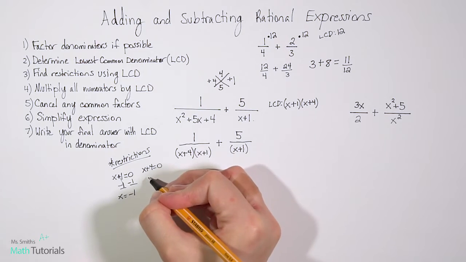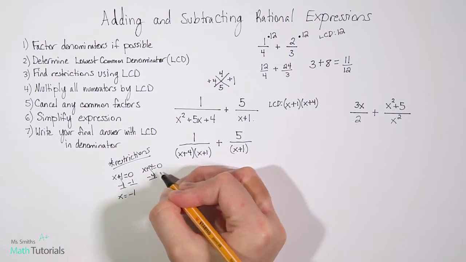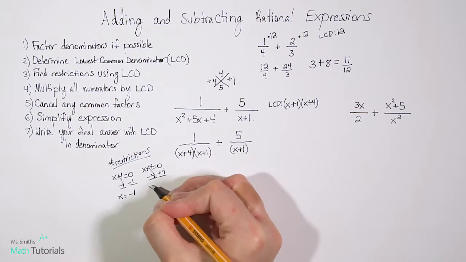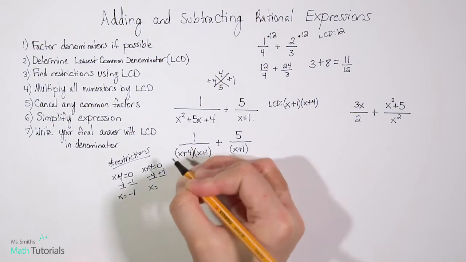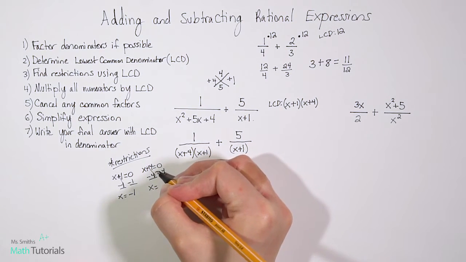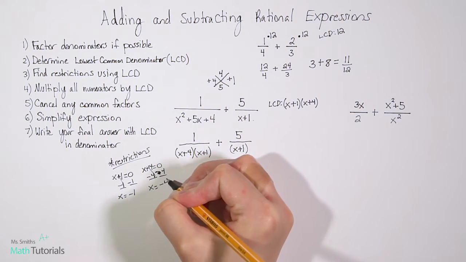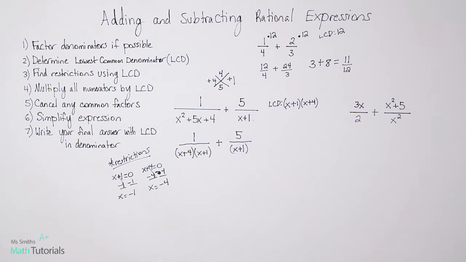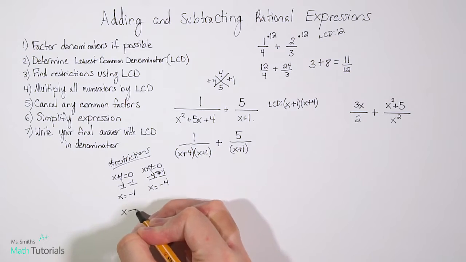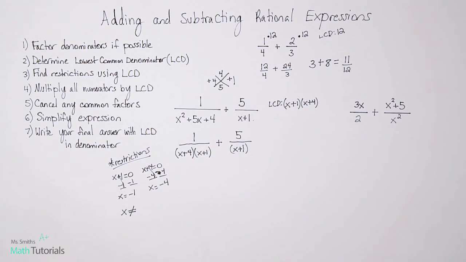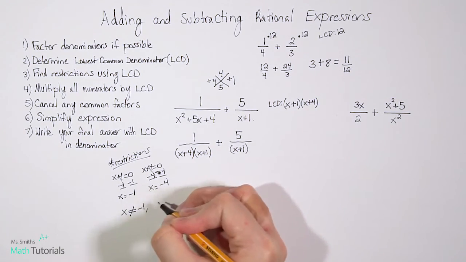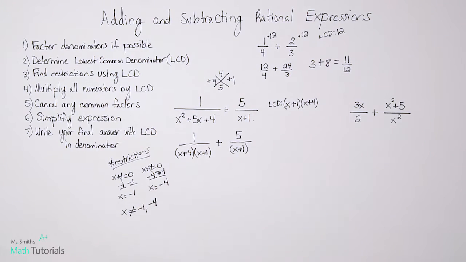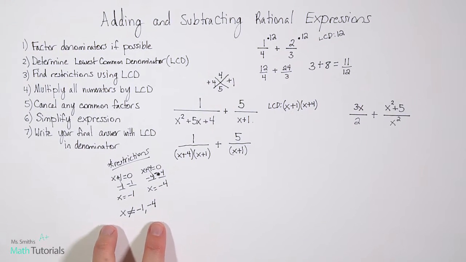And then in the second one, I'd want to subtract 4, and I'd get x equals negative 4. What that means, and here's how we write a restriction, we say x cannot equal negative 1 or negative 4. So we're going to use that as part of our answer once we have it.